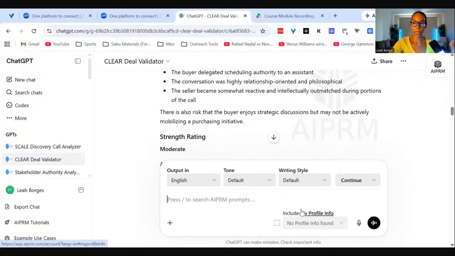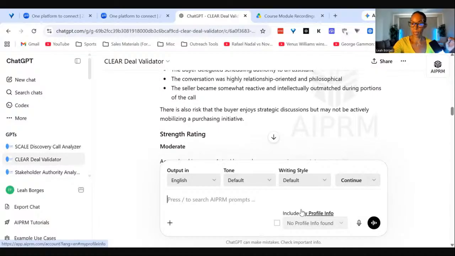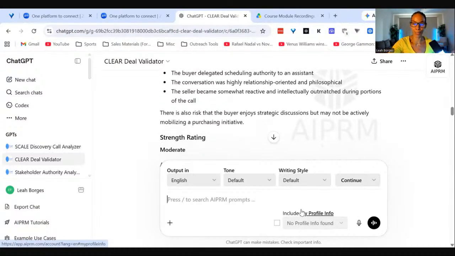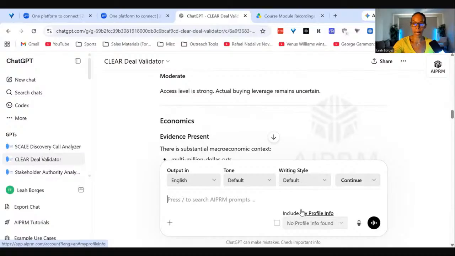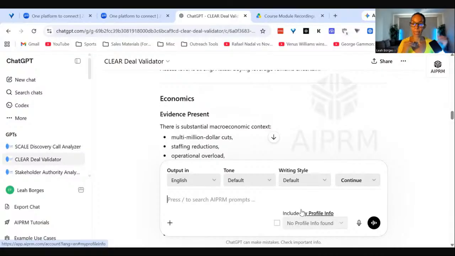The conversation was highly relationship oriented and philosophical, and the seller became somewhat reactive and intellectually outmatched during portions of the call. So this relates directly to business acumen, confidence, etc. That's a whole other topic, a whole other life, and I want to go into that, but I'm resisting the urge to do that. The strength rating here is moderate, access level is strong, actual buying leverage is uncertain, okay? So these are some of the things that we are missing as sellers when we are in conversations with our buyer, or in follow-up conversations, okay?